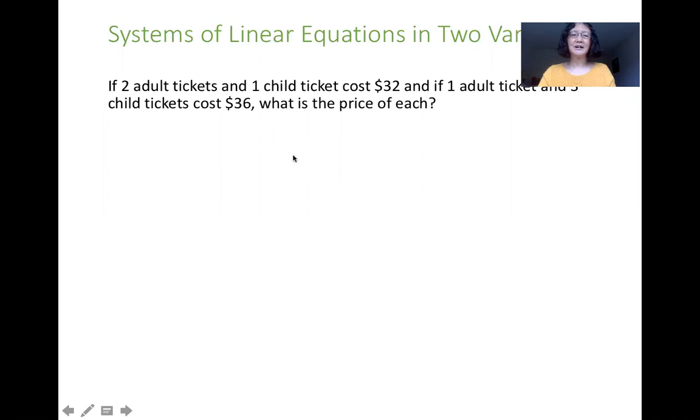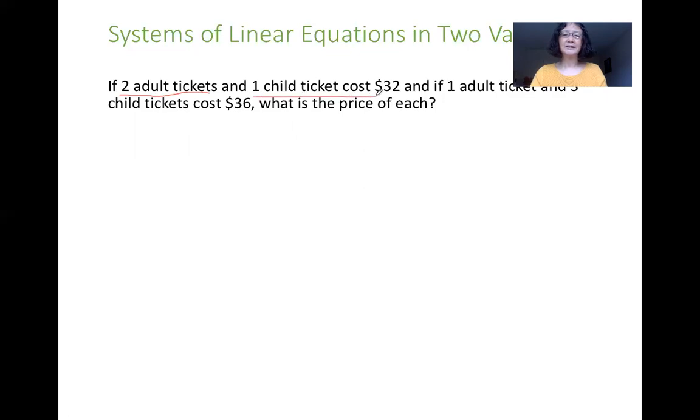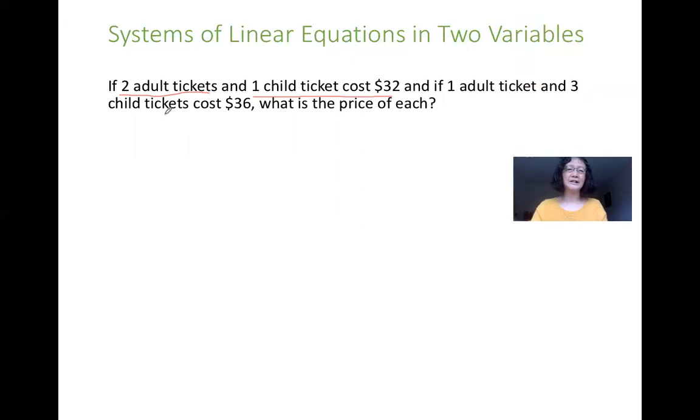To give you an idea of what systems of linear equations are, let's look at this example. If 2 adult tickets and 1 child ticket cost $32, and if 1 adult ticket and 3 child tickets cost $36, what is the price of each? Meaning, what is the price of an adult ticket, and what is the price of a child ticket?